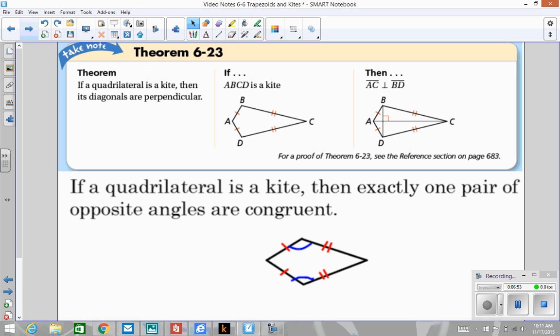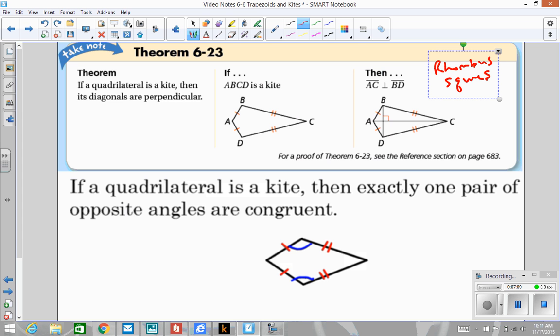Alright, so the theorem we have for the kite in this book is that the diagonals are perpendicular. Now, that's also true in what other figure? That is true in a rhombus and a square. So how do you know if it's a kite or one of these figures? Well, remember that opposite sides must be congruent in a parallelogram, and these don't have opposite sides congruent. So there's the difference between the rhombus, square, and the kite.